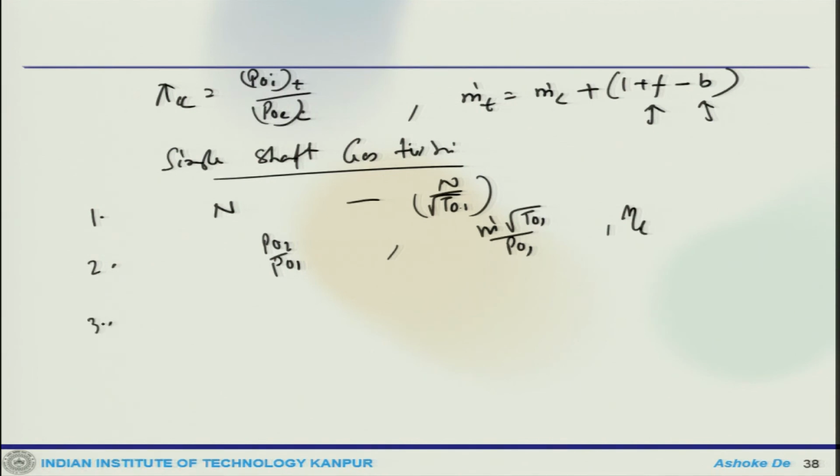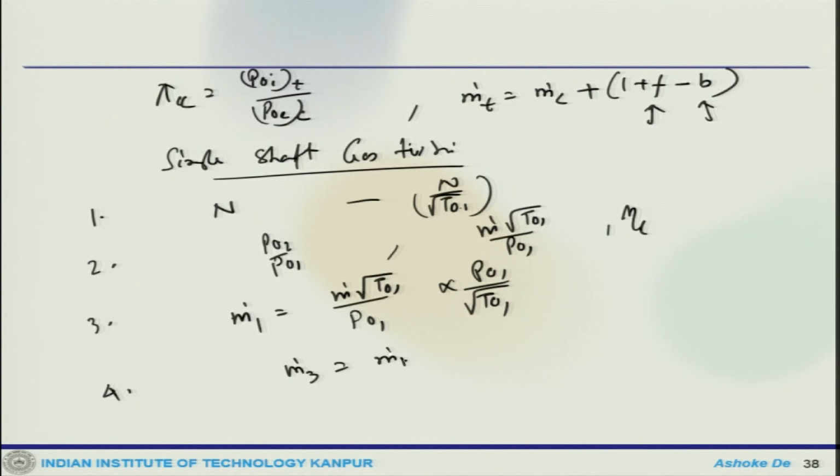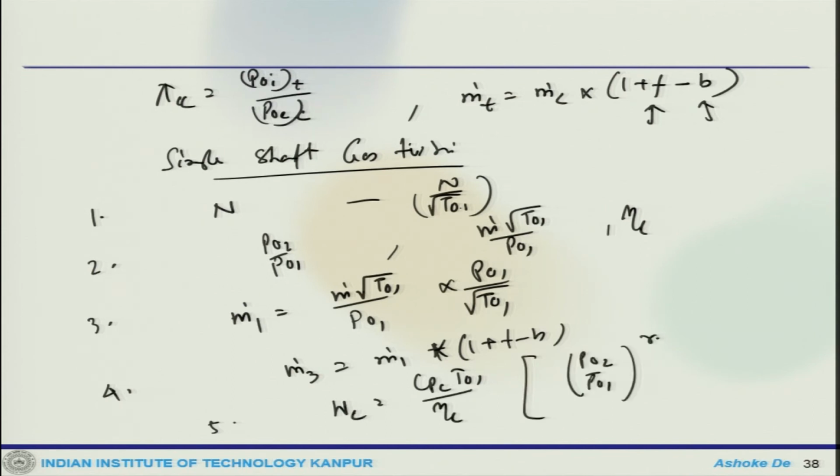Then the compressor mass flow rate is calculated by this relation: m dot root T naught 1 by P naught 1 into P naught 1 by root T naught 1, and then the turbine mass flow rate is calculated as 1 plus f minus b times this. And we calculate the specific work of the compressor, which is C P C T naught 1 by eta C, times P naught 2 by P naught 1 to the power gamma minus 1 by gamma, minus 1. So, that is how you calculate. From the map you get all this.